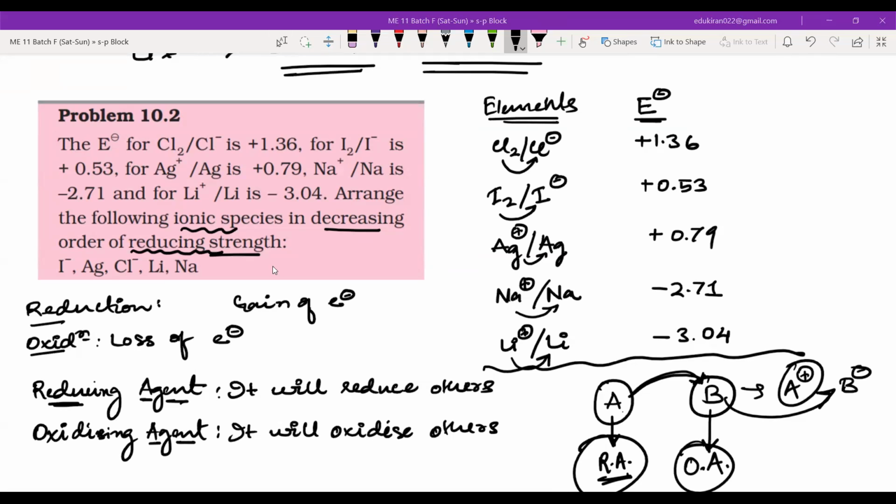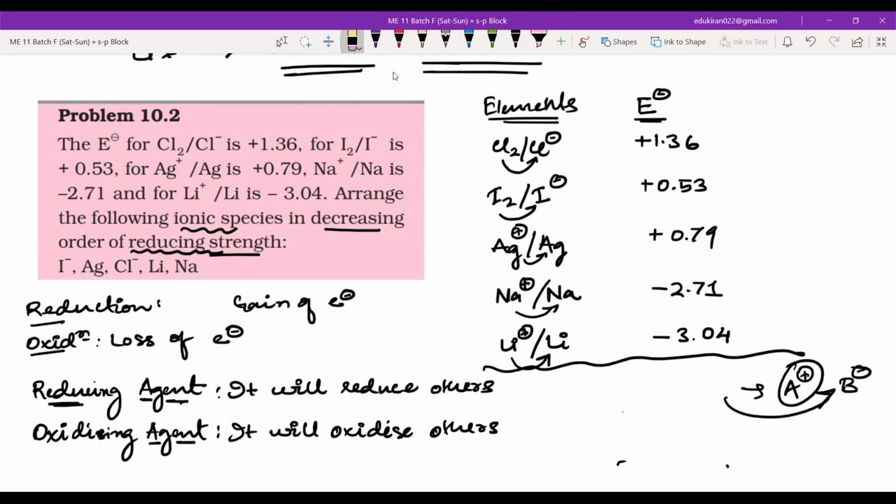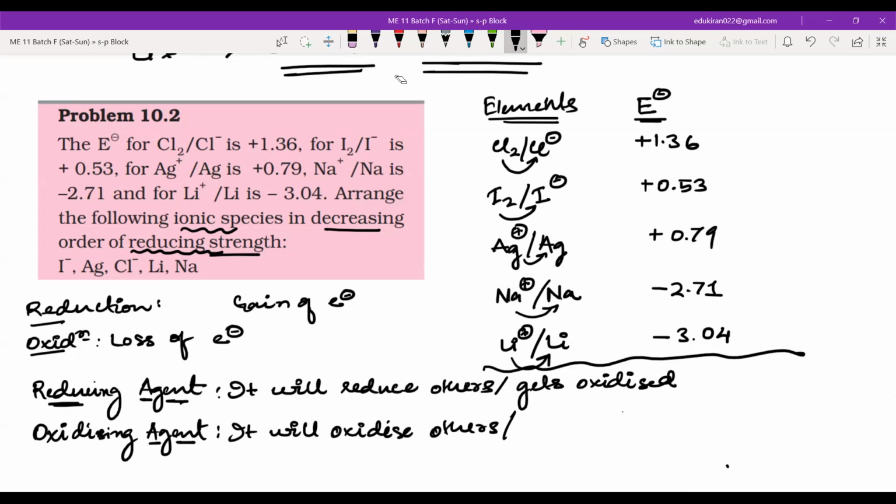Okay, so there is something which helps us to identify. This is the work of the reducing agent. It will reduce others. That is the work. Now how will you identify the reducing agent and the oxidizing agent? The reducing agent gets oxidized and the oxidizing agent gets reduced.